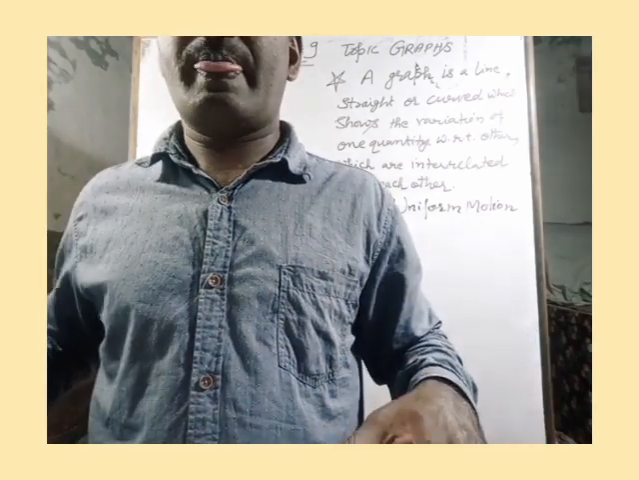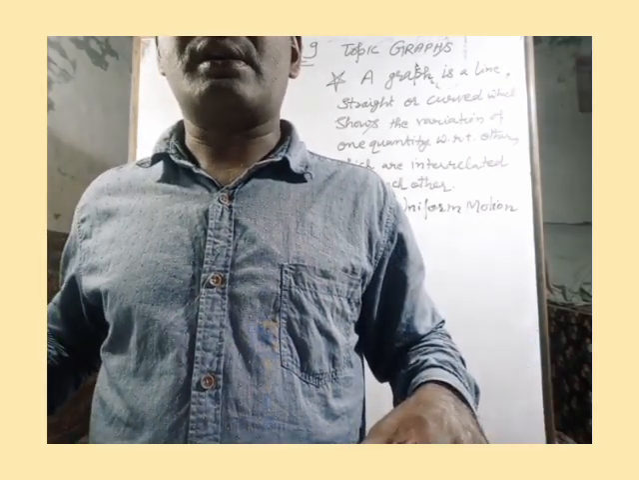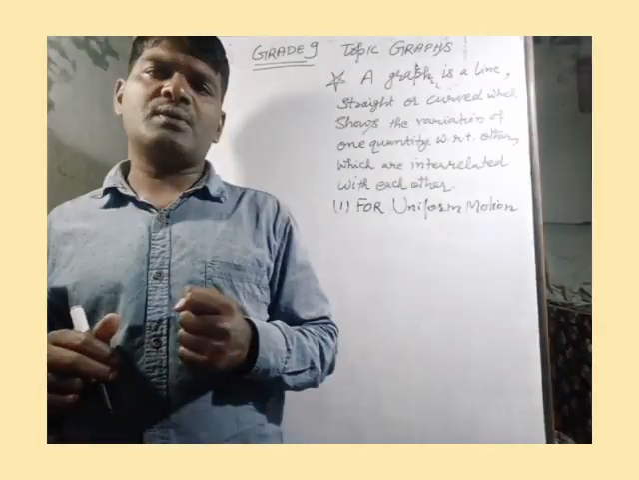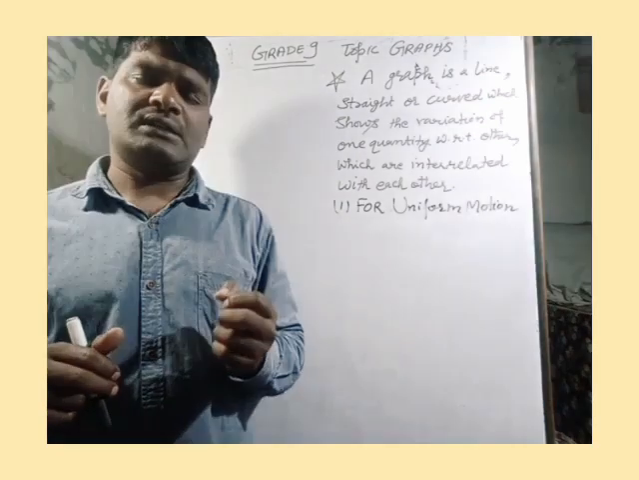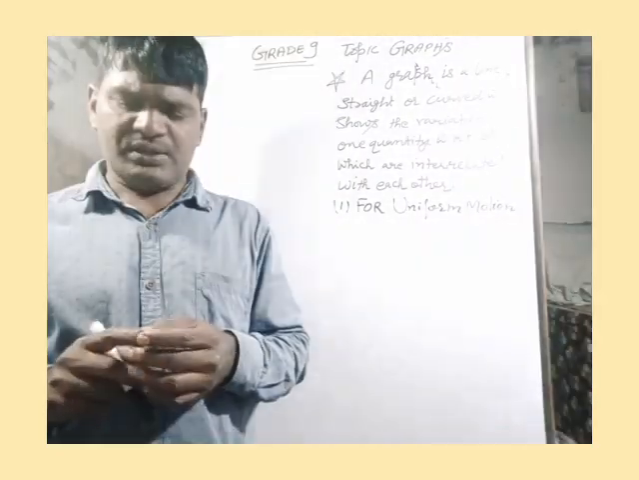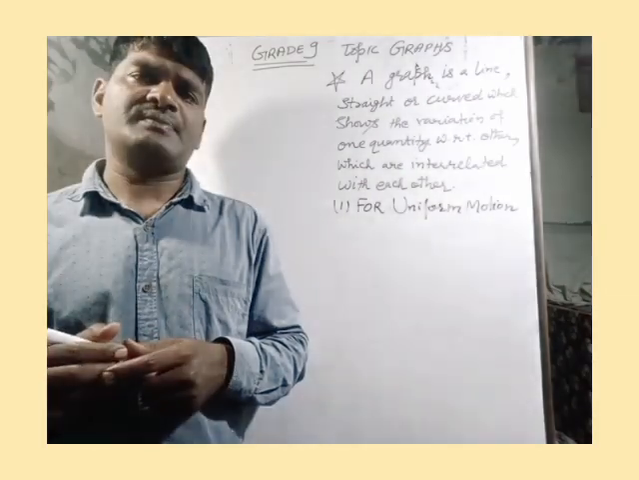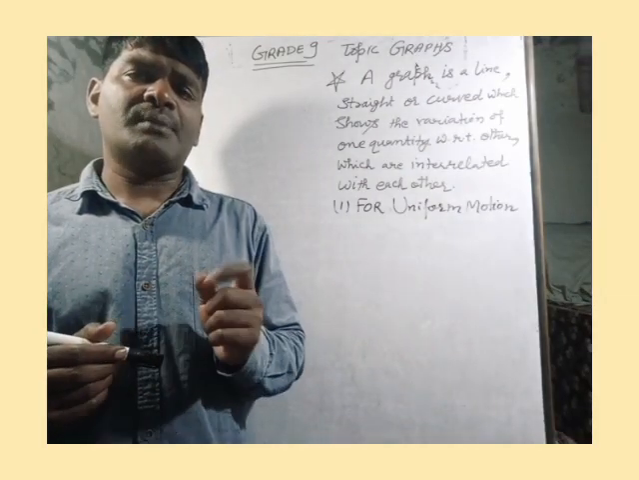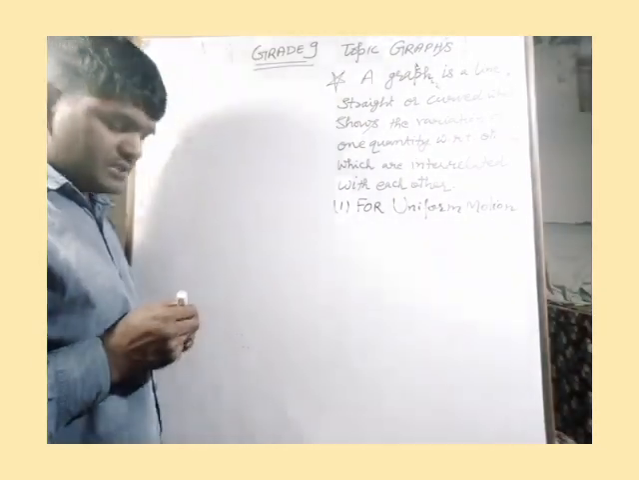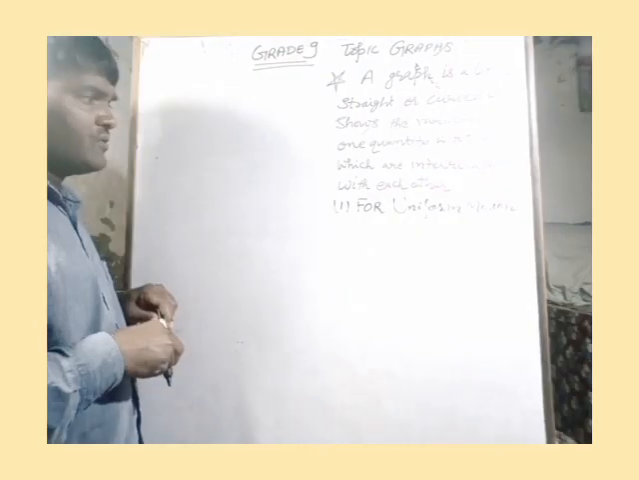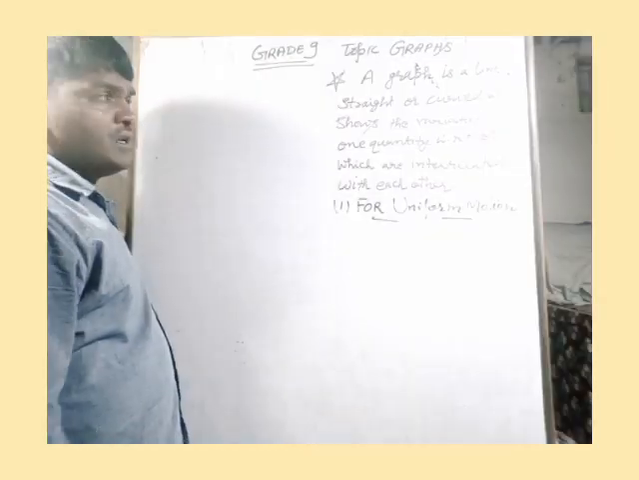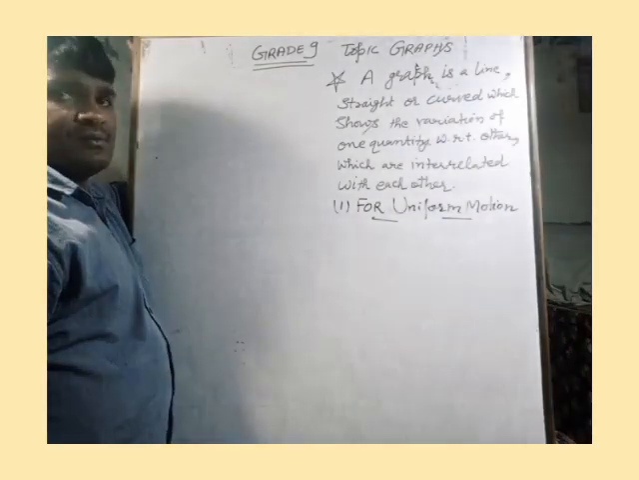Today we shall start from some more graphs for uniform motion, non-uniform motion, and later on for uniformly accelerated motion and non-uniformly accelerated motion. I hope the previous graph that we have discussed for uniform motion is clear to you. Let's have a recapitulation once.